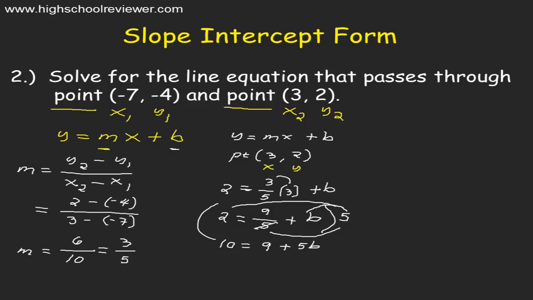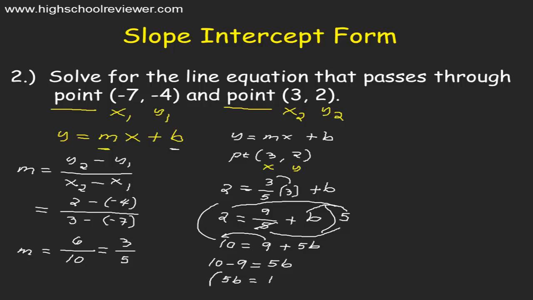Okay, so to find for b, we need to transpose positive 9 to the other side. So this will be 10. If we transpose positive to the other side, it will become negative. So this will be negative 9 equals 5b. So 5b will be equal to 10 minus 9 is 1.